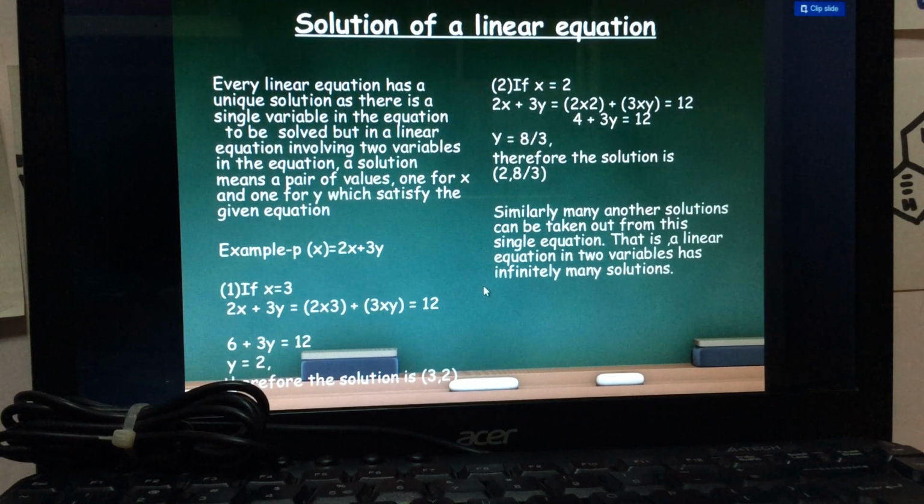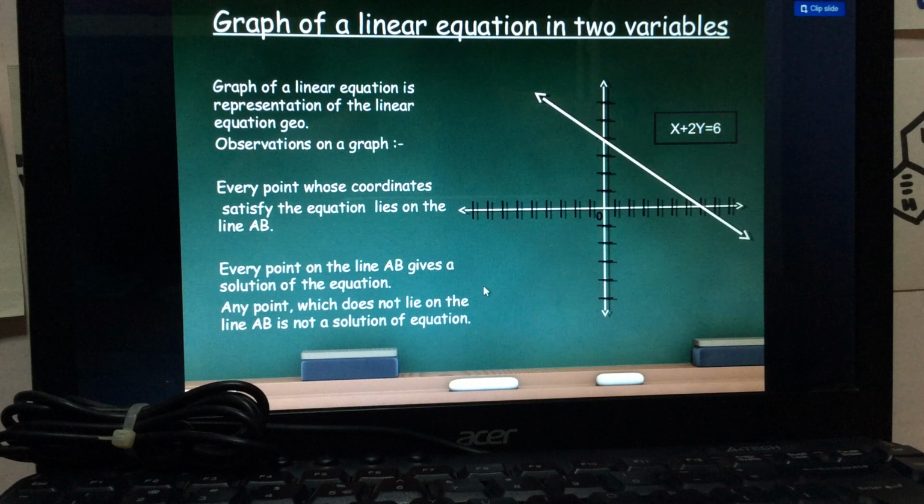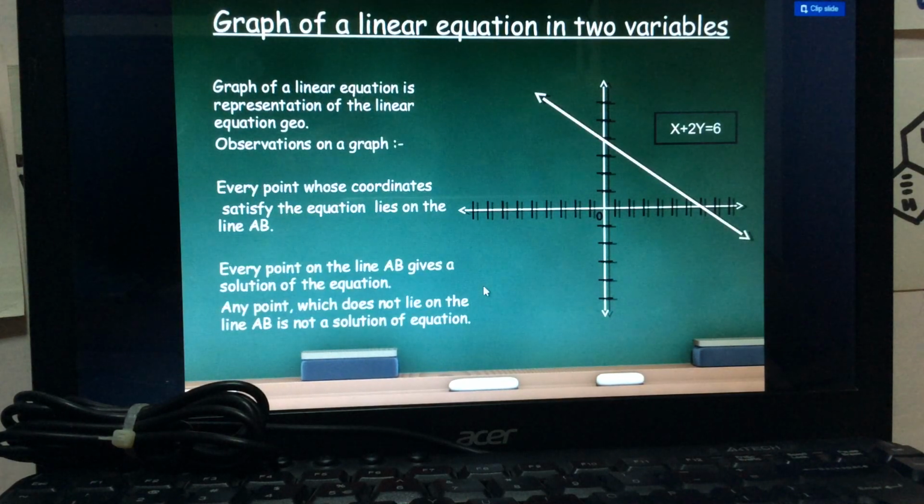Similarly, many other solutions can be taken out from this single equation. That is, a linear equation in two variables has infinitely many solutions. So, the graph of a linear equation in two variables is a representation of the linear equation. Observation on the graph: every point whose coordinates satisfy the equation lies on the line AB. Every point on the line AB gives a solution of the equation. Any point which does not lie on the line AB is not a solution of the equation. So here is the graph. You can see the y and the x-axis.